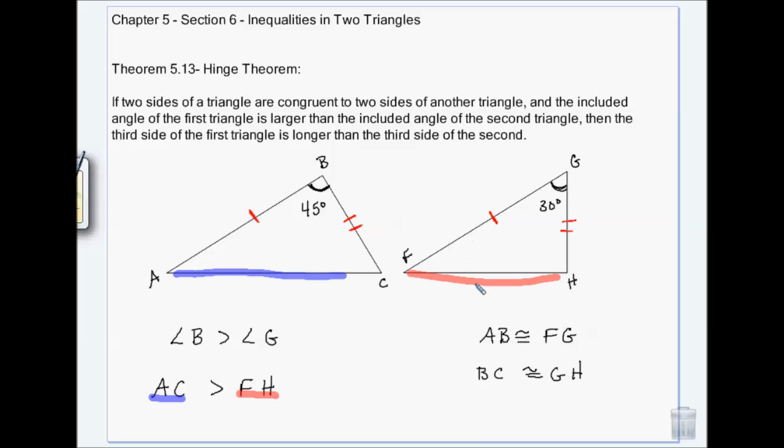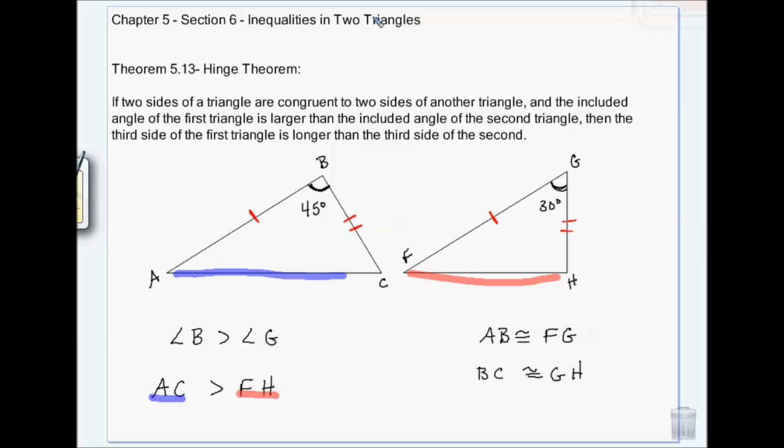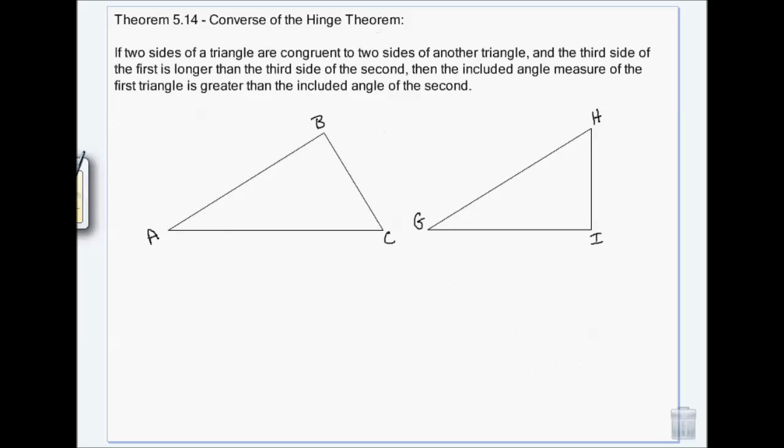So basically we had the hinge theorem, which said if the two legs were the same size and one angle was bigger, that meant the third side was bigger. Well, the backwards of that, the converse, is the reverse. So if we have two sides that are congruent, and then the third sides, let's say one is 15 and one is 10.